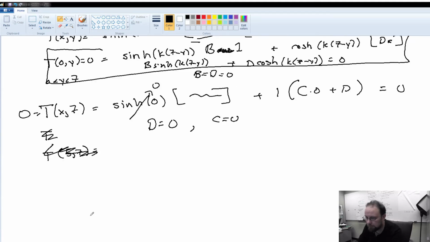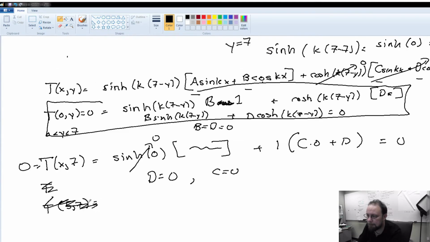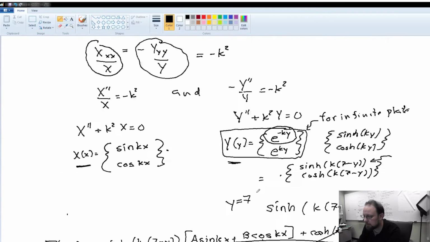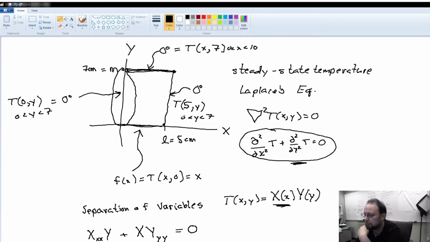So let's update our function. We just have the sinh left, right? The cosh didn't work out. And notice that we've already decided that b must be 0. Okay, so there we go. We used the left boundary, the top boundary. Now we're going to use the right boundary. And that's not going to determine what A is. It's going to determine actually what K is.